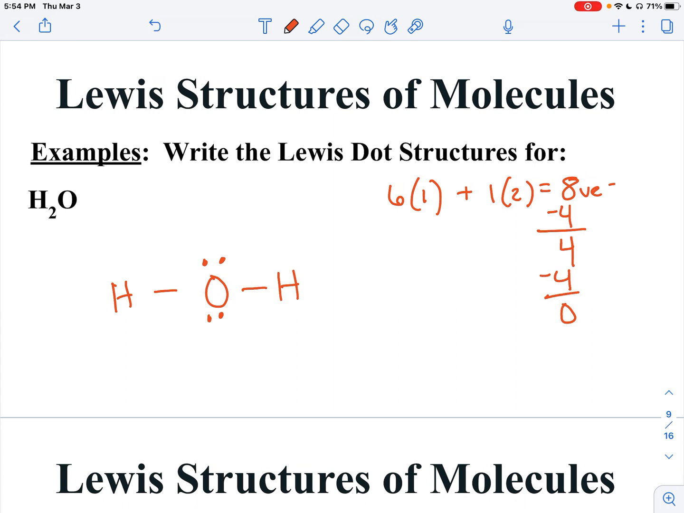And then we check to make sure they all follow the octet rule. Now you'll notice that hydrogen doesn't have any dots, so it only has 2 electrons. But if you look up on your notes, it is one of the exceptions. It only needs 2 electrons, so it's good. And then we have this hydrogen with 2, and then oxygen has 1, 2, 3, 4, 5, 6, 7, 8.